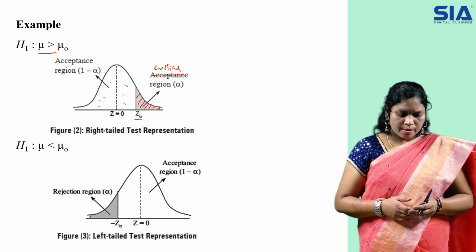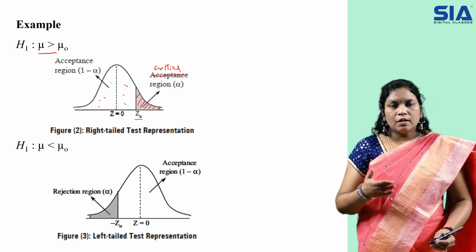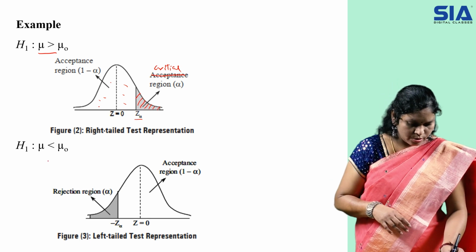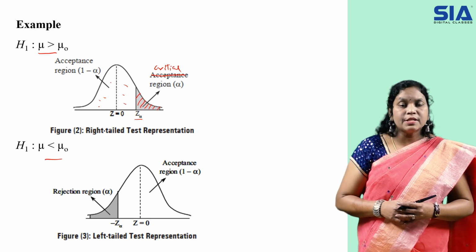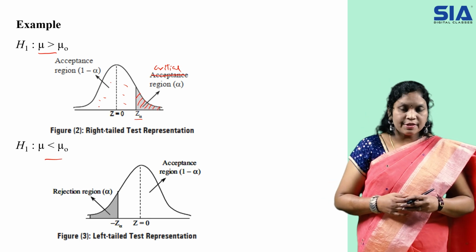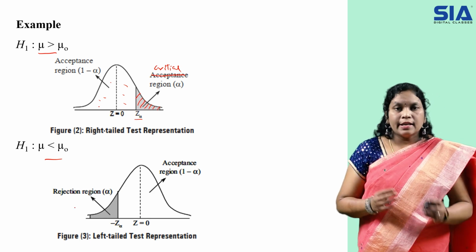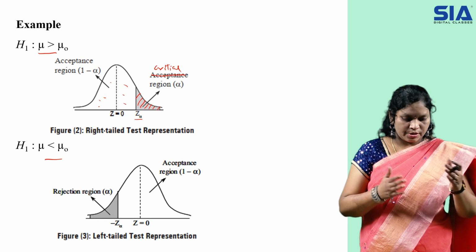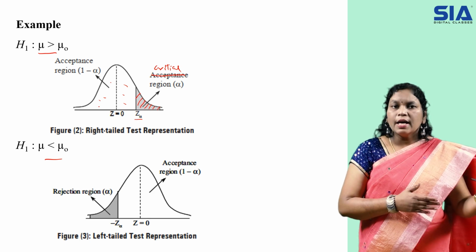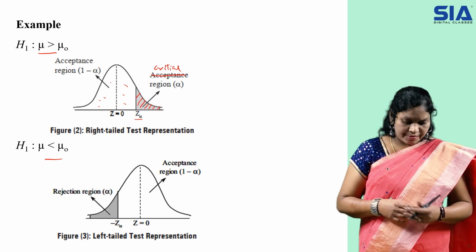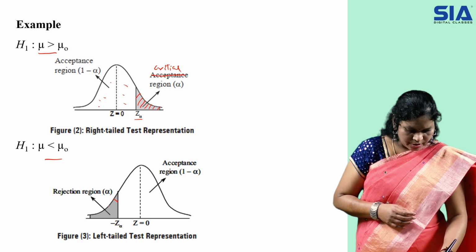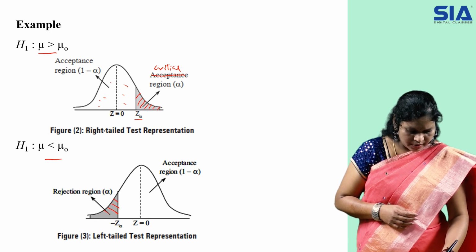Now let us check one more example to learn about the left tail test. Left tail falls whenever mu is less than mu naught. H1: mu is less than mu naught. So draw the graph again. Now the critical region, the rejection region, falls to the left side of the curve. So check it out, this one is your rejection region or critical region.